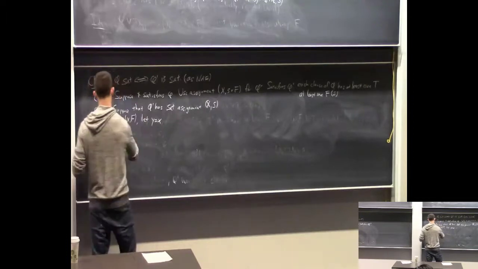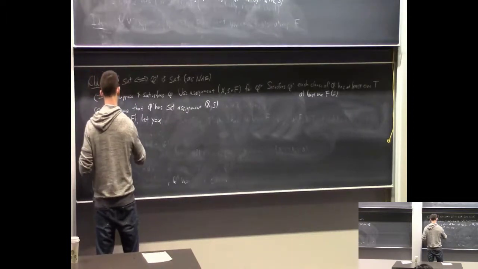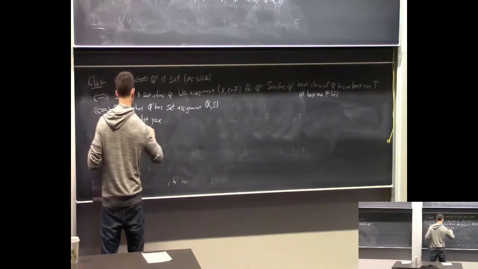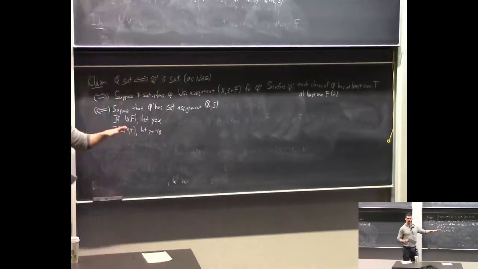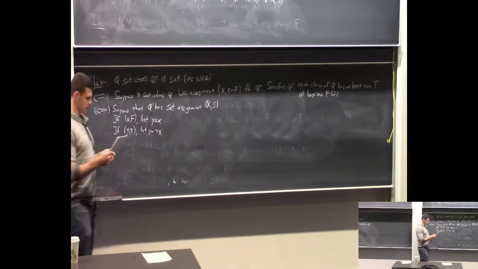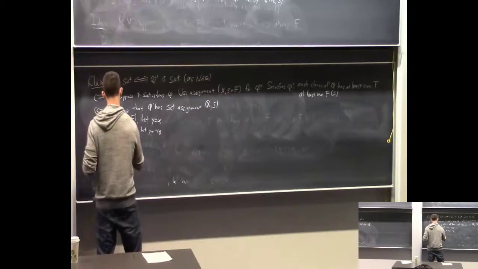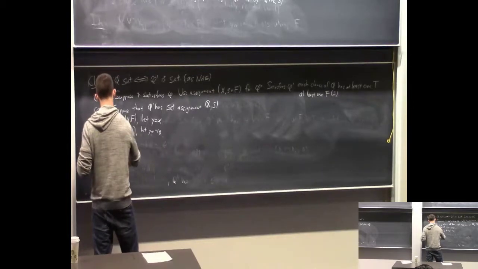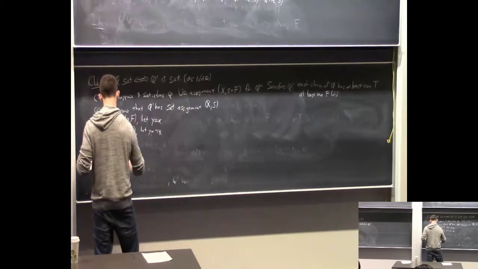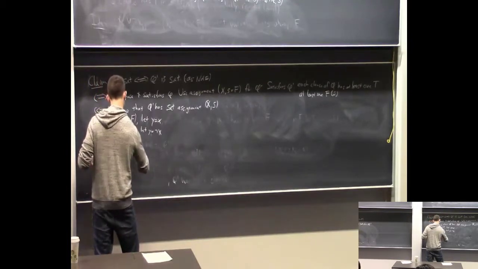And if we have s true, then we're going to let y equal not x, where I use this notation to mean x with each of its variables individually negated. What I claim is that y with s equals false is a satisfying assignment.